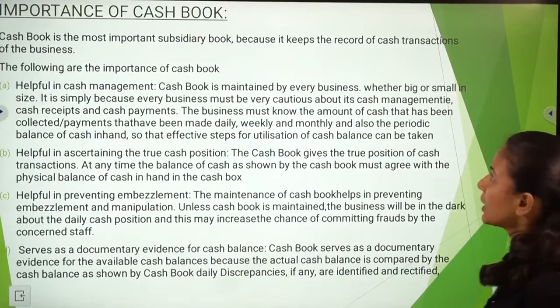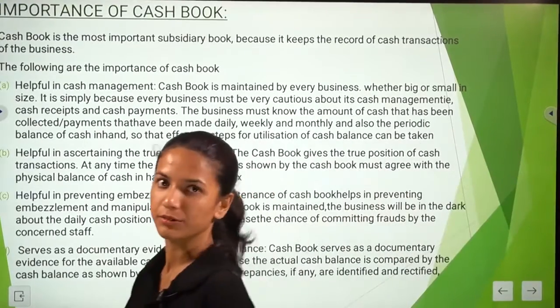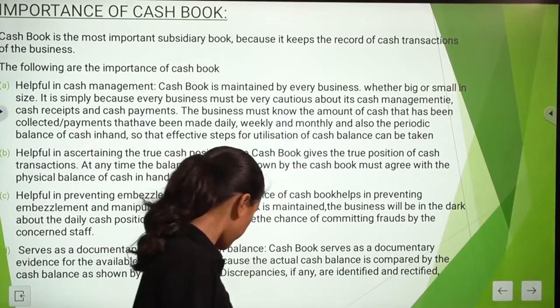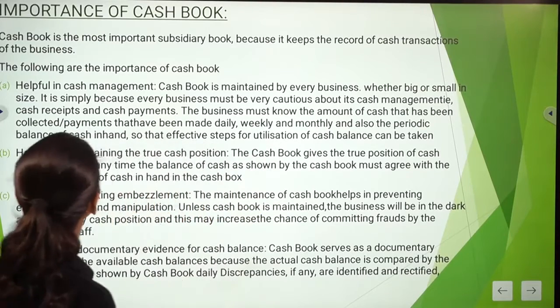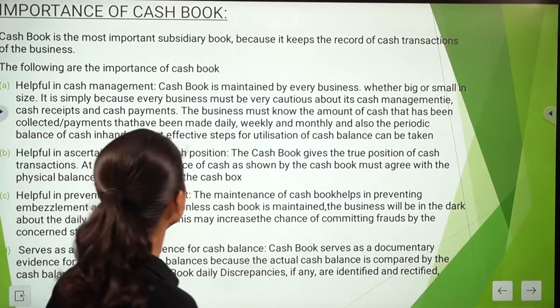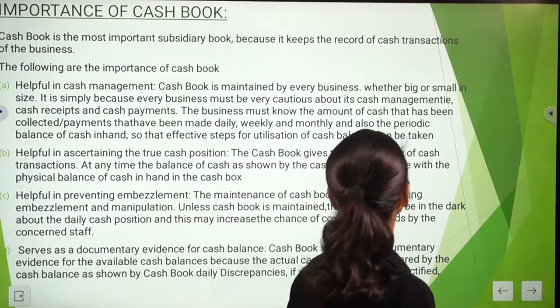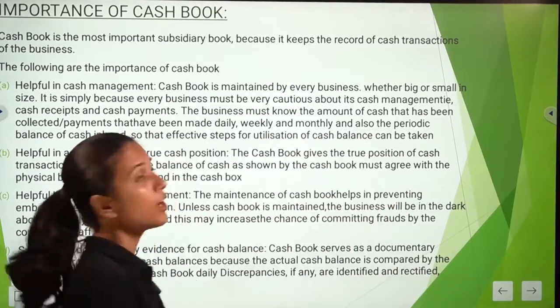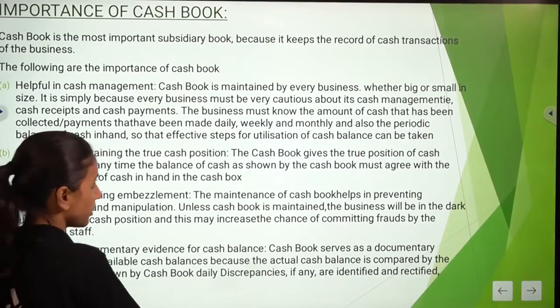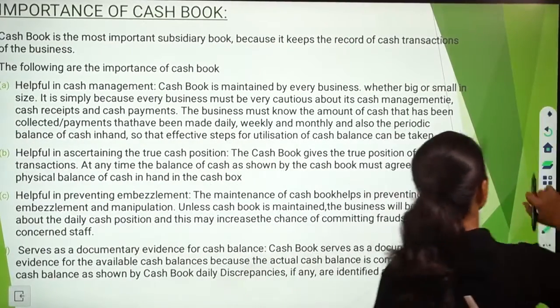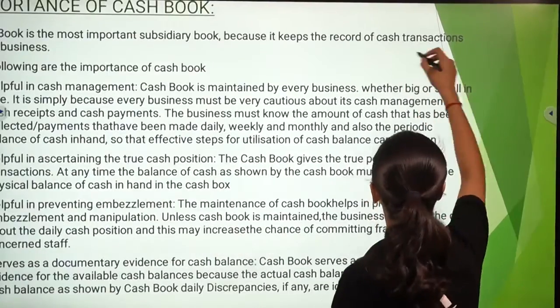What is the importance of the cash book? Let's see. The cash book is the most important subsidiary book because it keeps the record of transactions of the business. It keeps the records of cash transactions in the business. That's why it is very important.